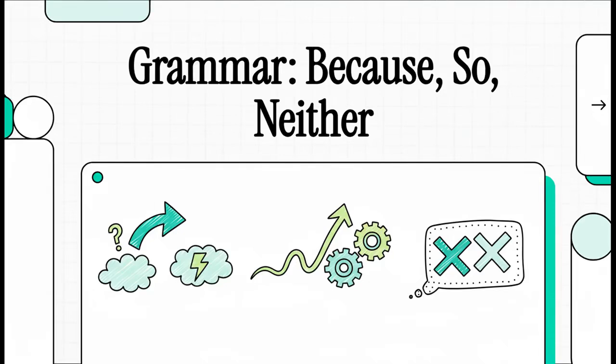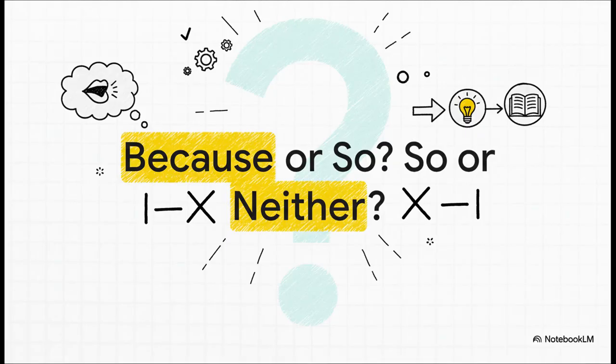Hey there! Today we're going to tackle three little words that can be surprisingly tricky. Because, so, and neither. Let's get these sorted out for good. So, have you ever been talking and just paused? Stuck between because and so? Yeah, you're definitely not alone. But stick with me, because in the next few minutes, we're going to make this super clear.